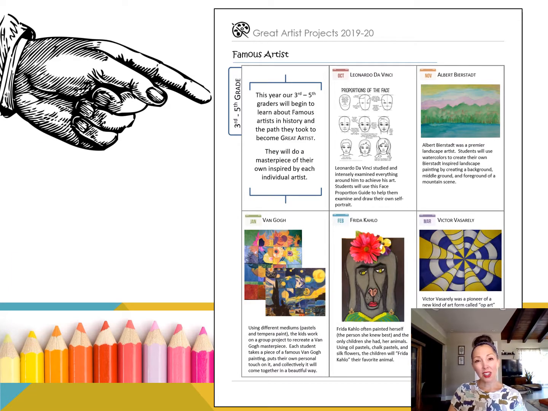This document is attached in the email as well. This is for our third through fifth grade students, and this is an overview of the projects they will be completing this year. This year, they are going to be concentrating on famous artists: Leonardo da Vinci, Albert Bierstadt, Van Gogh, Frida Kahlo, and Victor Vasarely.